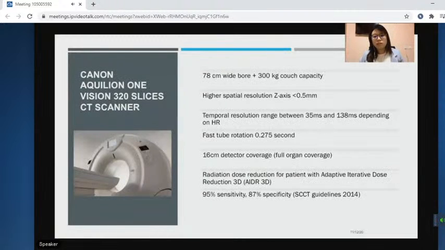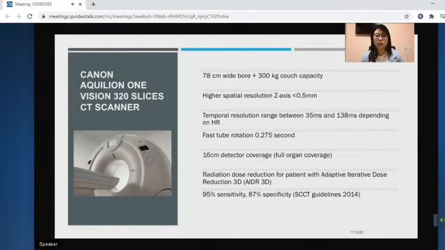So what we're using in our center is the Canon Aquilion ONE Vision. It has a 78 cm wide bore and 300 kg couch capacity. I think most of the machines in the market will have similar characteristics. Just now we mentioned spatial resolution, z-axis. It goes down to nearly 0.5 millimeters, which is quite good for small vessels' diagnostic value. And temporal resolution ranges between 35 milliseconds and 138 milliseconds, depending on the heart rate.